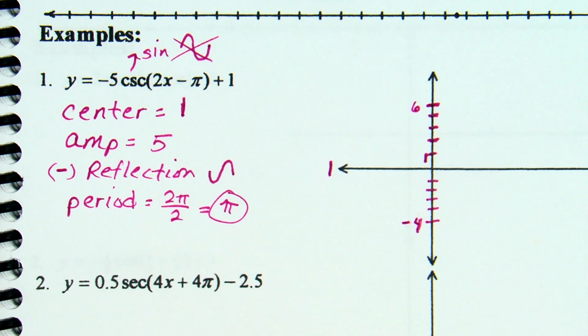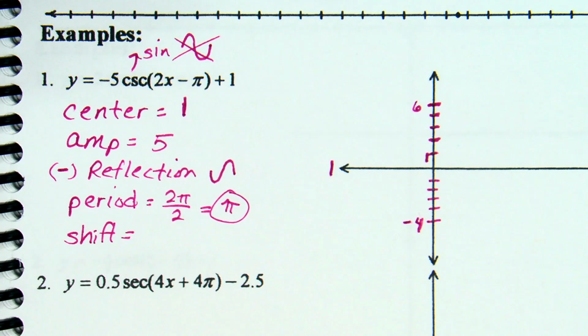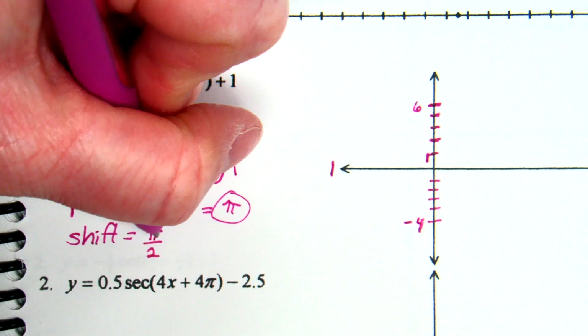Let's see, anything else? There is a phase shift here. Remember, phase shift is C over B, or opposite sign, or whatever's in the parentheses set equal to 0 and solve. So what do we use for C over B? It's going to end up being positive pi over 2, which is going to be pi over 2 to the right.